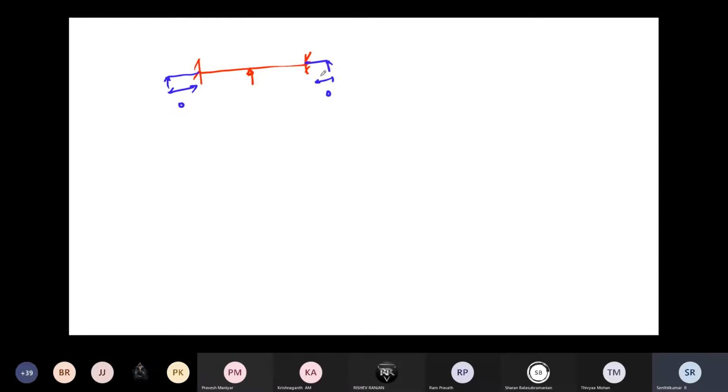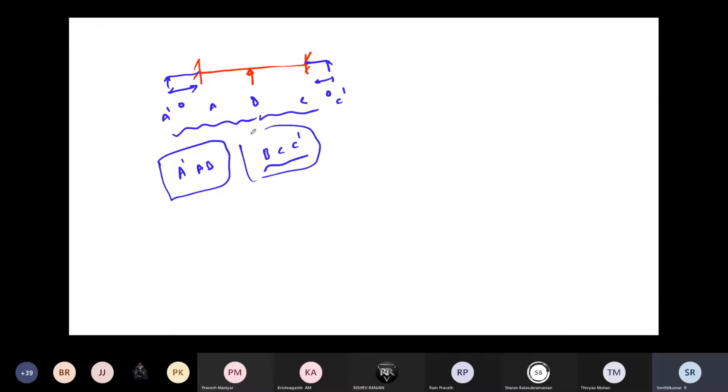So again here 0, here 0. This is A dash, A, B, C, and I can take C dash. Then what you have to do? You take A dash, A, B as one span, then B, C, C dash as another span. You can go ahead like that. So again, with two equations you can solve it.